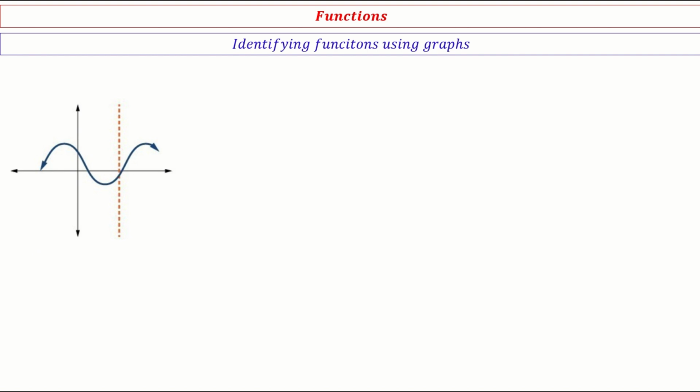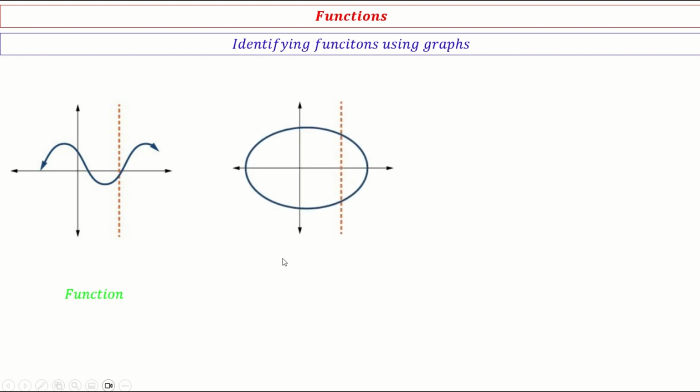A very simple method is you draw a vertical line. Wherever you have a doubt, you draw a vertical line. This is a sine wave. You draw a vertical line anywhere, you will get only one cut. Only one place it will have an intersection. Then it's a function. This is a very easy way of finding from the graph whether the given graph is a function or not. So this is a function.